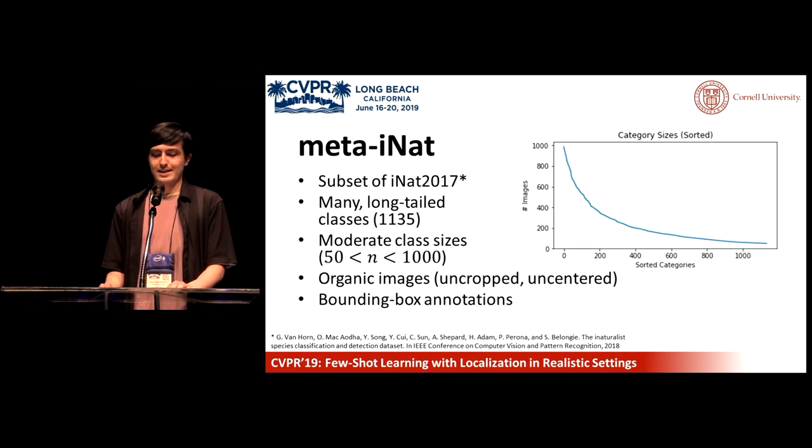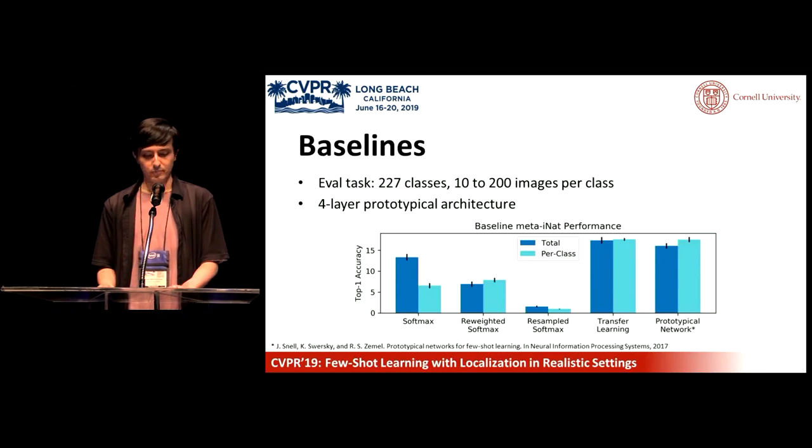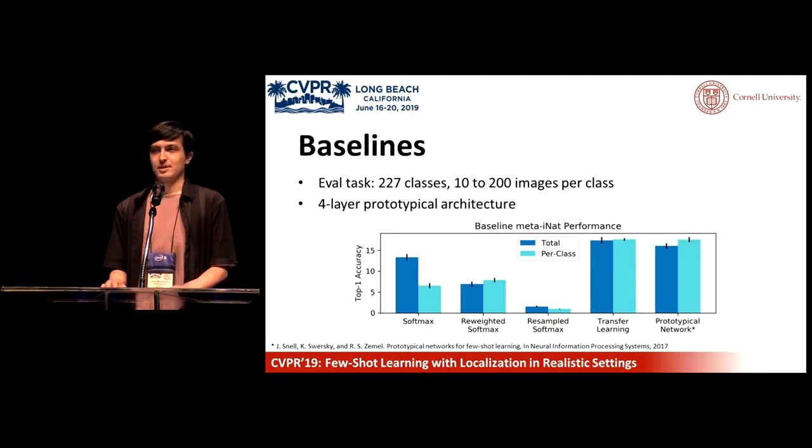The resulting meta-INAT benchmark features a large number of classes of varying sizes. The images are of realistic quality, and bounding box annotations are available as a valuable source of side information. We evaluate a number of baselines and see that our initial intuition is correct. Neither traditional nor few-shot approaches work well on meta-INAT out of the box.